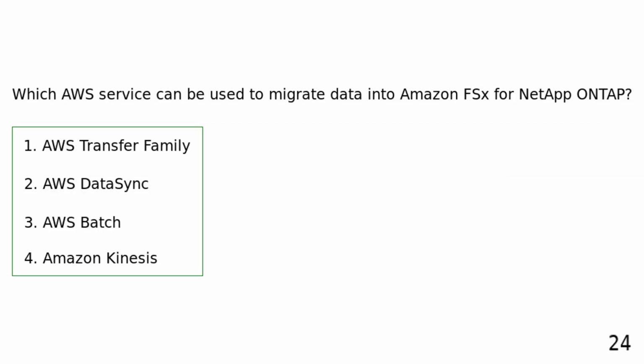Which AWS service can be used to migrate data into Amazon FSx for NetApp ONTAP? AWS Transfer Family. AWS DataSync. AWS Batch. Amazon Kinesis.